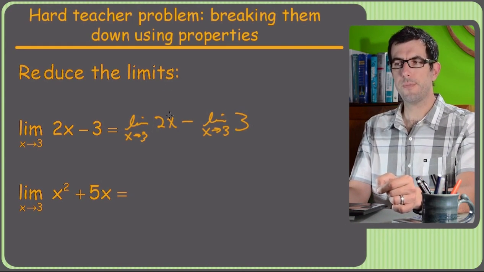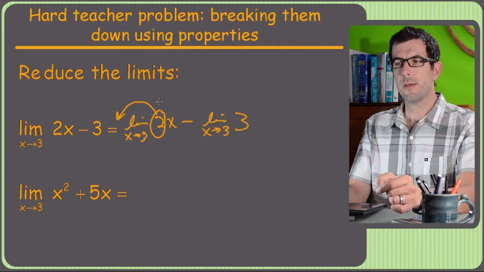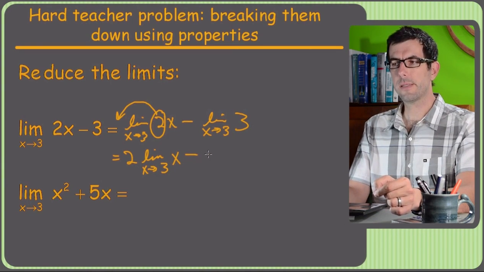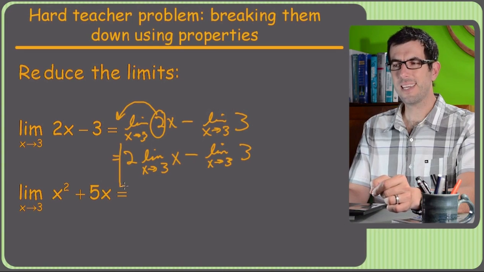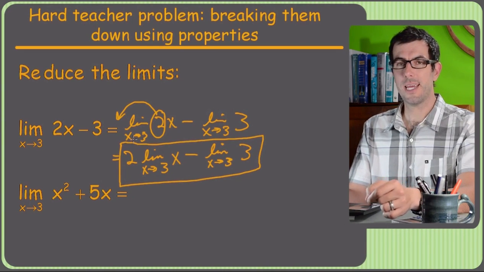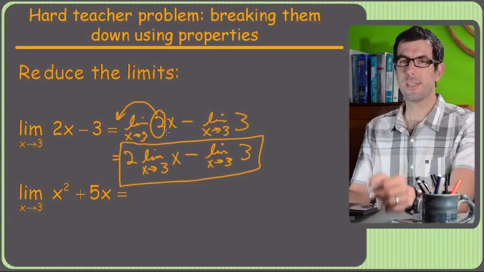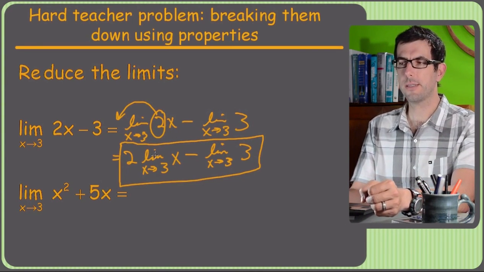Then there's another rule that says you can move a constant out front. So we can take this 2 and move it out front. So this is going to end up equaling 2 times the limit as x approaches 3 of x minus the limit as x approaches 3 of 3. This would be the answer to the question I proposed. I don't know if you'll ever have to do this or not. It just seems this is a type of question that some teachers in some books emphasize.